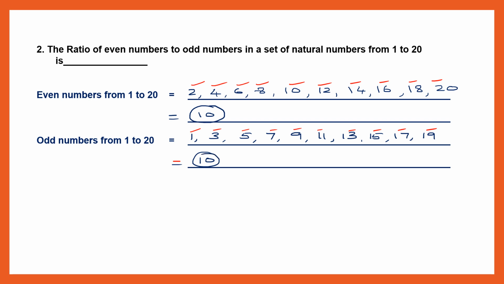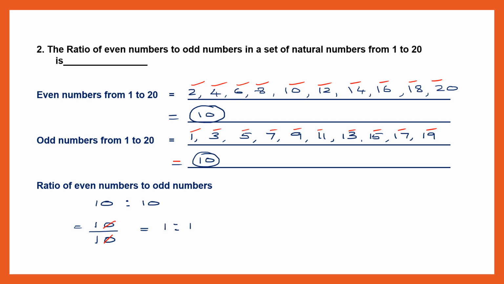Now we have to write the ratio. So the ratio of even numbers to odd numbers from 1 to 20. Even numbers we have 10 and odd numbers also we have 10. Now let's write it in the form of a fraction, 10 by 10. Now we can cancel and we have 1 by 1 which is equal to 1 is to 1. So the ratio here is 1 is to 1 which we can write in the blank.